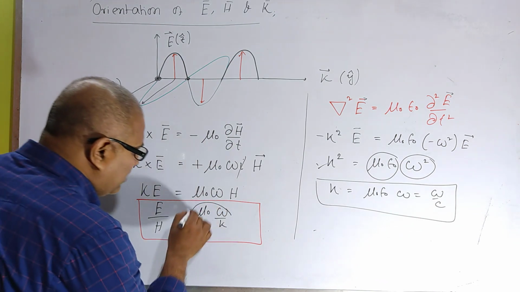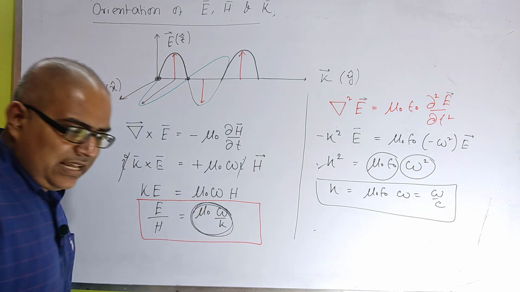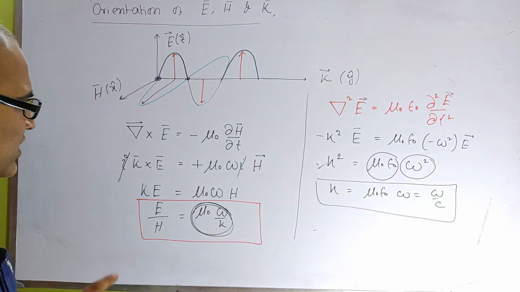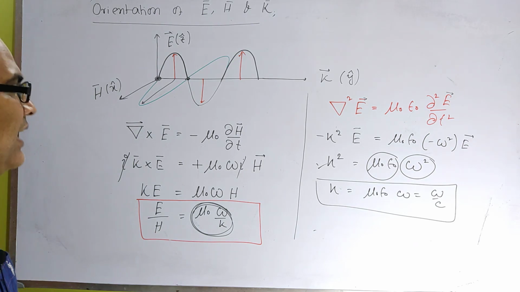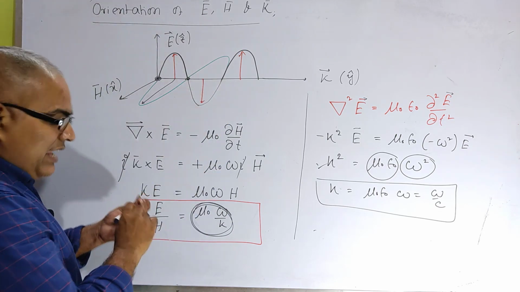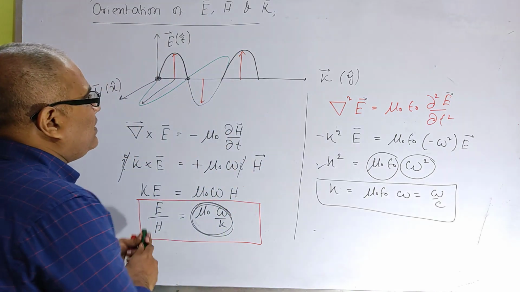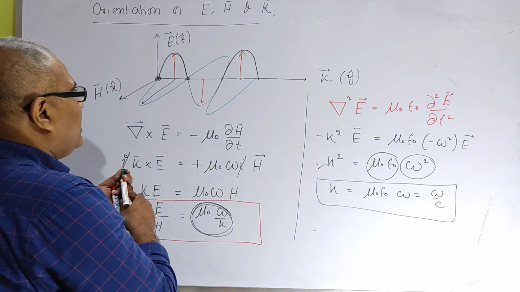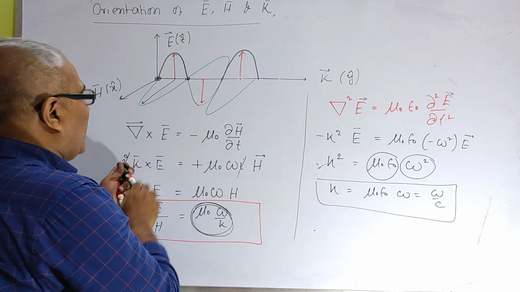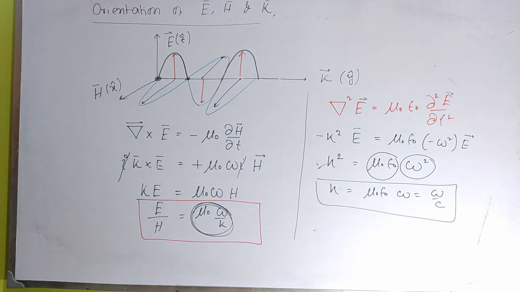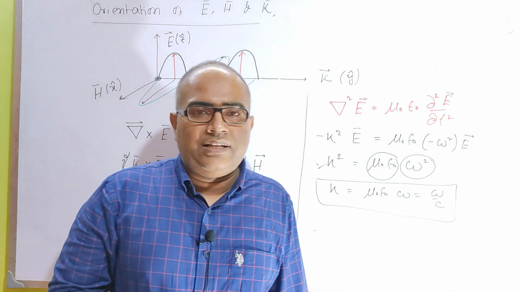As it is a real quantity, there will be no phase difference between them, and hence you can happily draw this diagram and represent the light wave here. Okay, so that is our light wave.